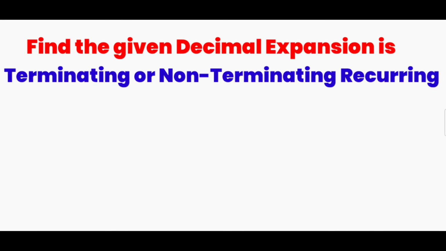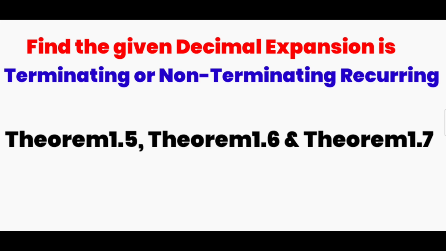The main focus here is how we can find whether the decimal expansion of p upon q is terminating or non-terminating, repeating or recurring. For that, we should understand Theorems 1.5, 1.6 and 1.7. So let's discuss all these theorems one by one.